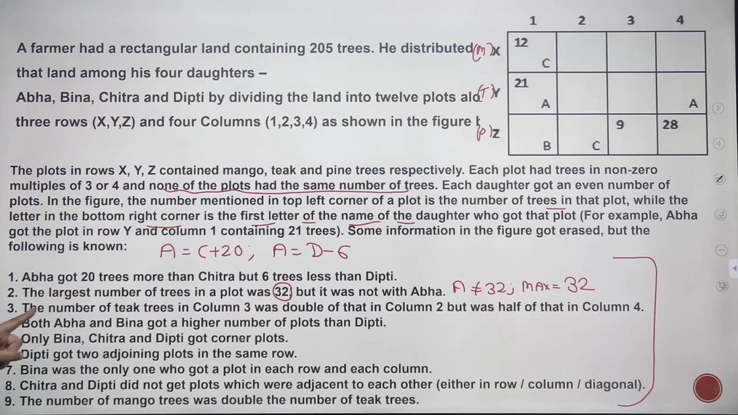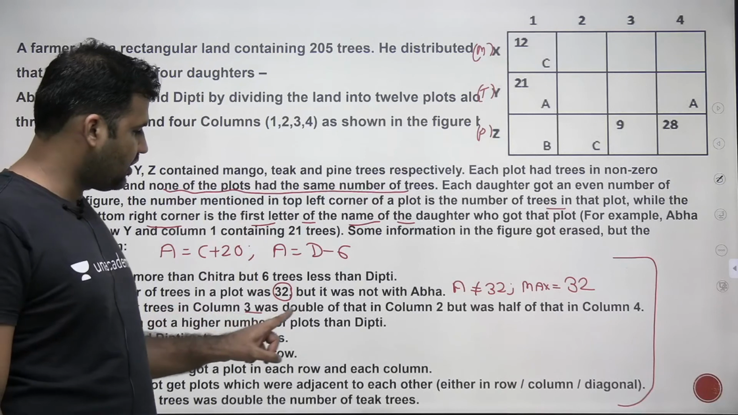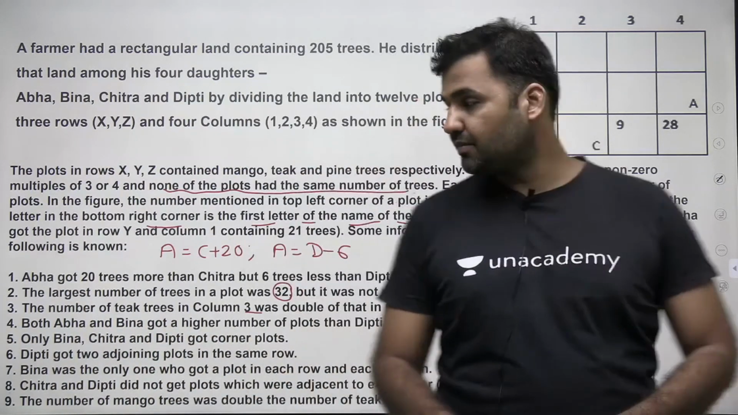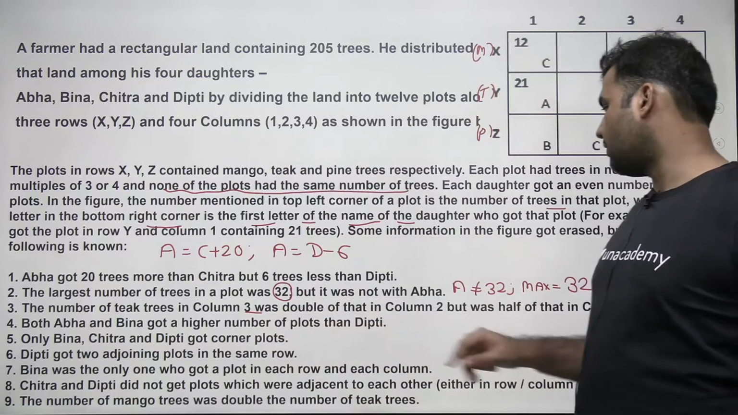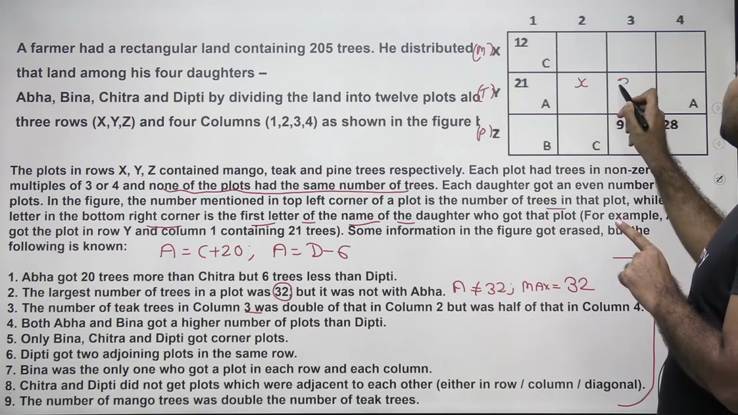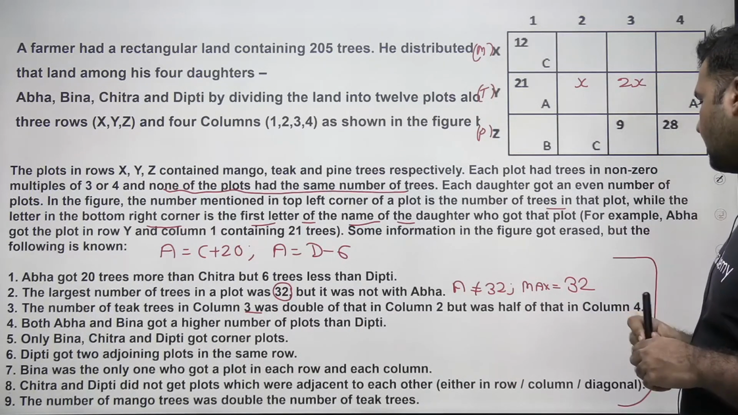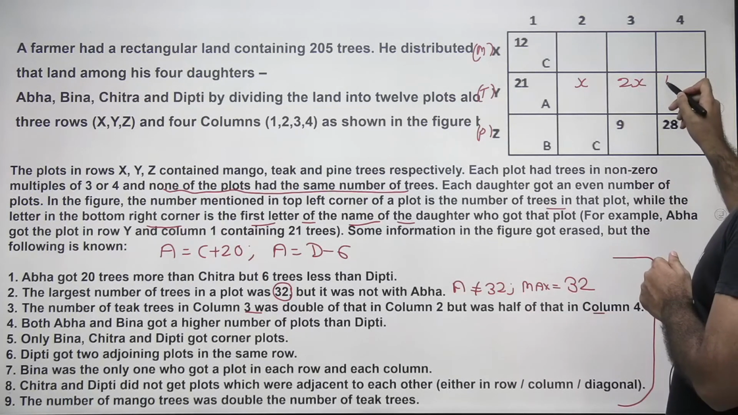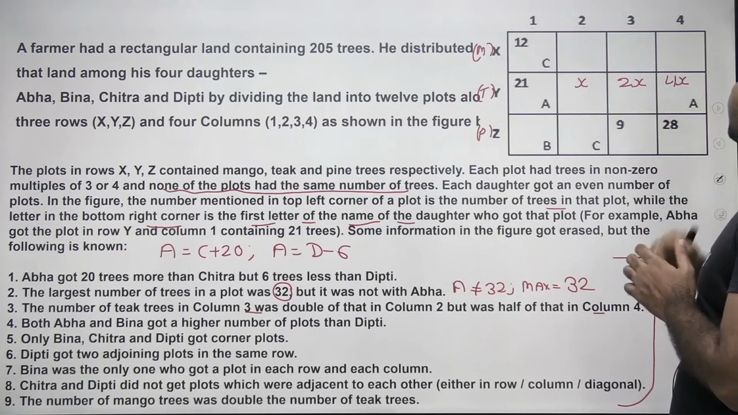Third statement says the number of teak trees in column 3 was double of that in column 2. So if I say that this value is x, this value will be double of it, 2x. But was half of that in column 4. Now this value is half of this in column 4. That means this has to be 4x.